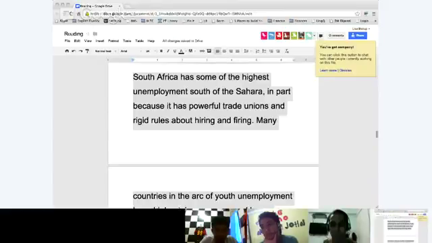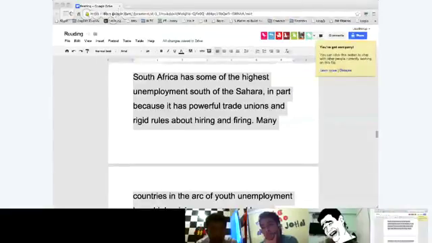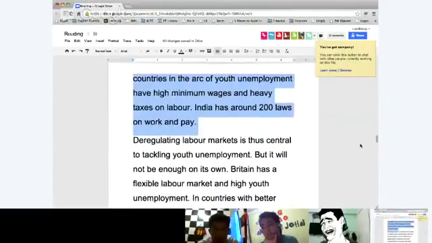South Africa has some of the highest unemployment south of the Sahara, in part because it has powerful trade unions and rigid rules about hiring and firing. Many countries in the arc of youth unemployment have high minimum wages and heavy taxes on labor. India has around 200 laws on work and pay.